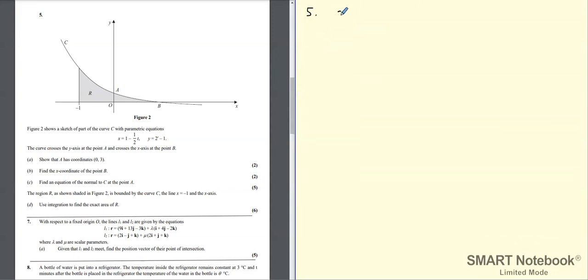So let's write this down. x equals 1 minus a half t, and y equals 2 to the t minus 1. Now at A, we know that x equals 0. We don't actually know what the y coordinate is. So what we can do is substitute that into this equation and work out a t value.